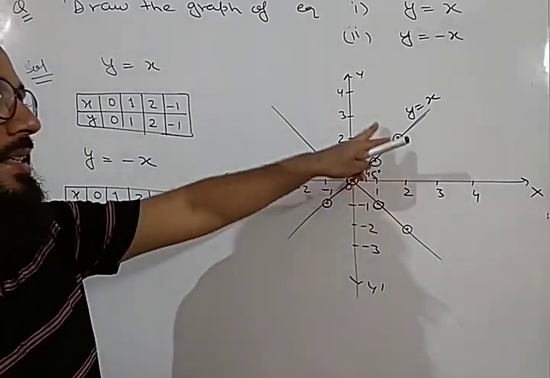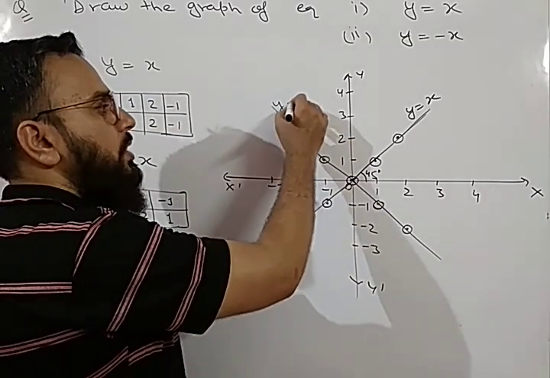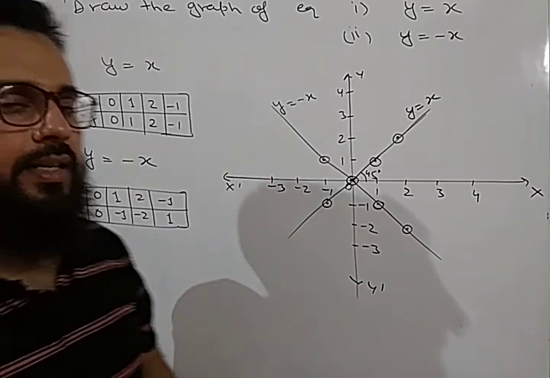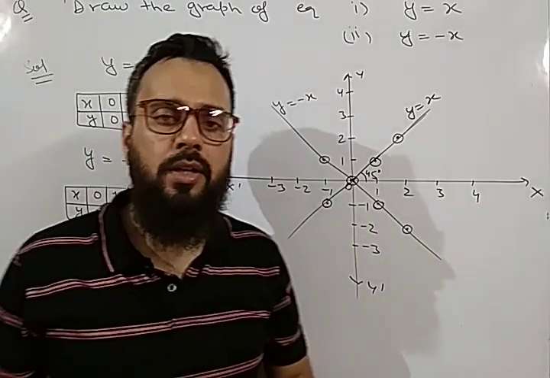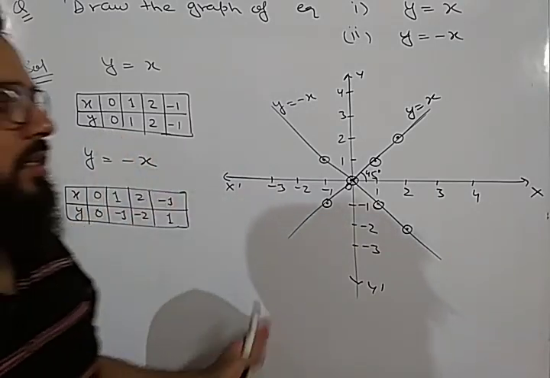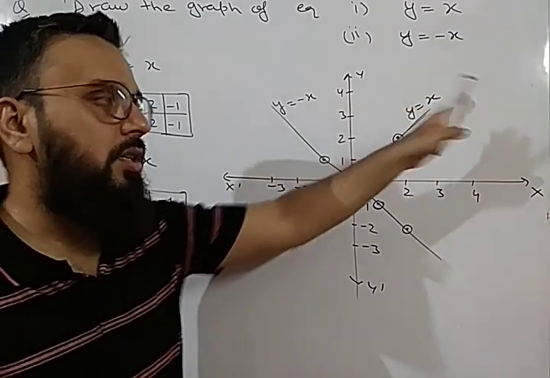So y equal to x is a straight line passing through the origin, and y equal to minus x is also a straight line passing through the origin. You have to remember these two lines whenever you are given a question. Then there is no need to write this table again and again. You can form the equation and draw the graph directly.